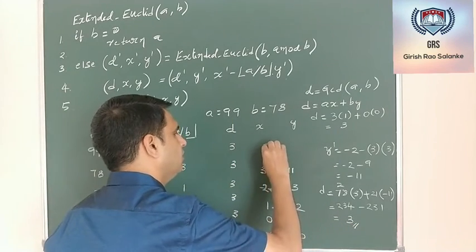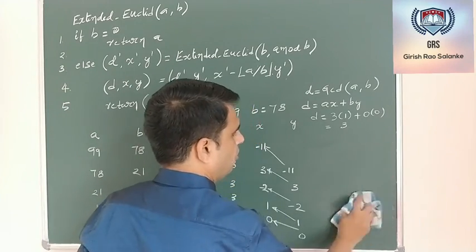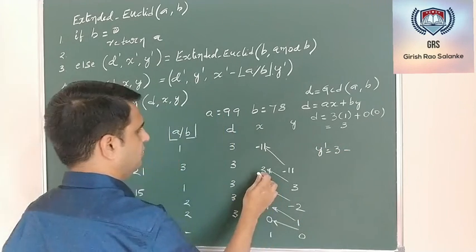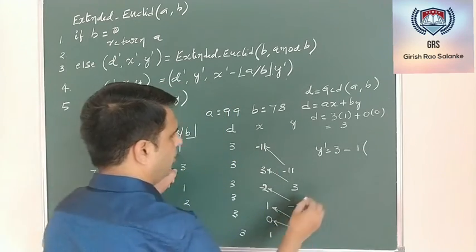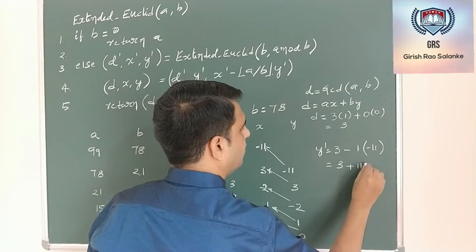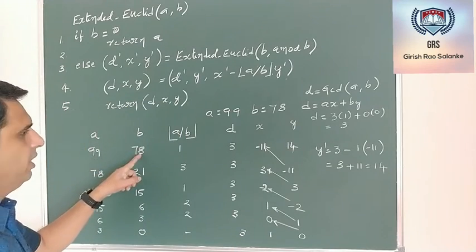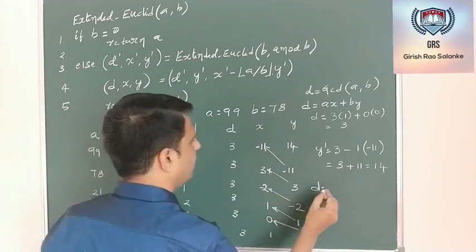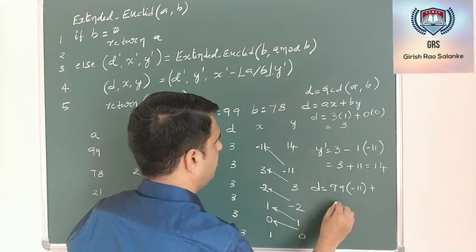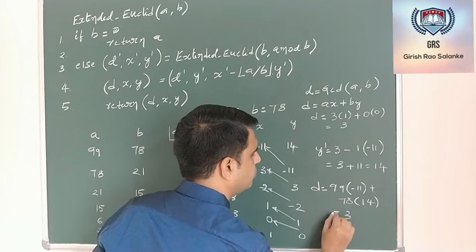Now check for this. This is minus 11. I need to find the value of Y. Y dash is equal to 3 minus A divided by B, which is 1 multiplied by minus 11. So this is 3 plus 11, which is nothing but 14. Now check for this value of A and B. That means D is equal to A value is 99. 99 into minus 11 plus B value is 78, 78 into 14. If you perform this operation, you should get 3.